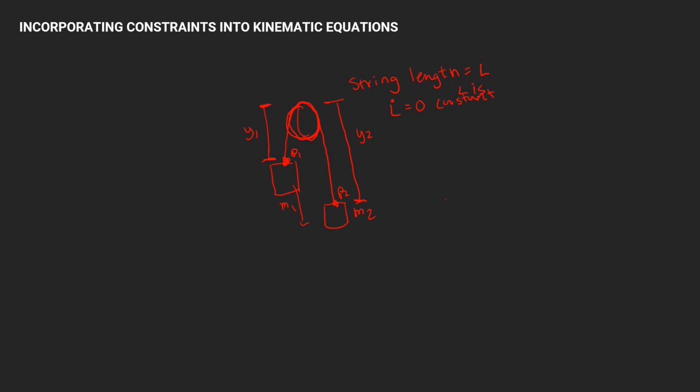So you could write that as a kinematic constraint, where you have y1 plus y2 is equal to L. And so again, you could also write that out as y1 plus y2 minus L equals 0. So that's the holonomic constraint equation.